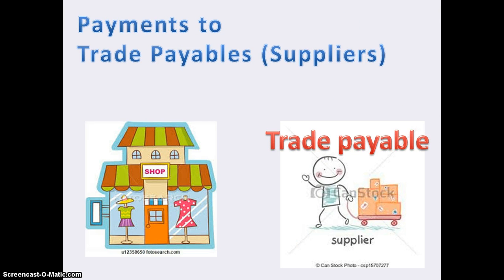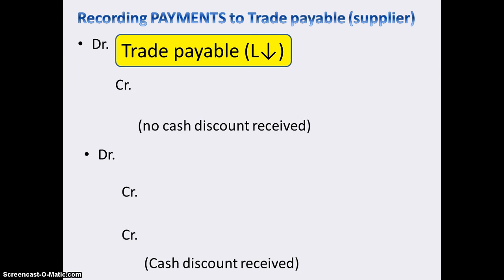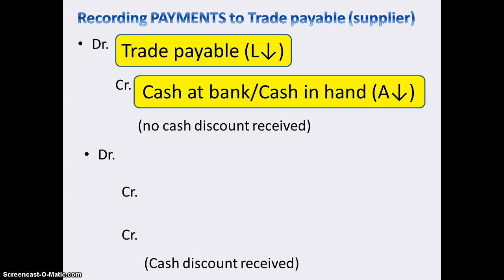Payments to suppliers. This is when a business pays its suppliers. When there is no cash discount received, the journal entry is debit trade payable as liability decreases, credit cash at bank or cash in hand as asset decreases.